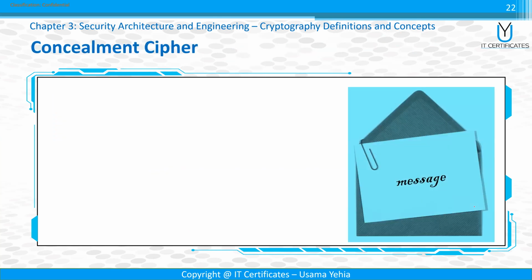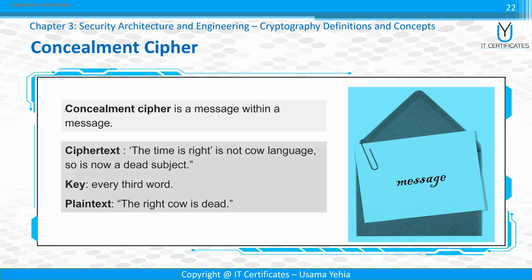We have another concept in ciphers, which is called the concealment cipher. What is a concealment cipher? This is very simple. A message inside a message. We have a clear message and it has a hidden message. No one will understand the hidden message until the person knows that this is a real hidden message. Look here.